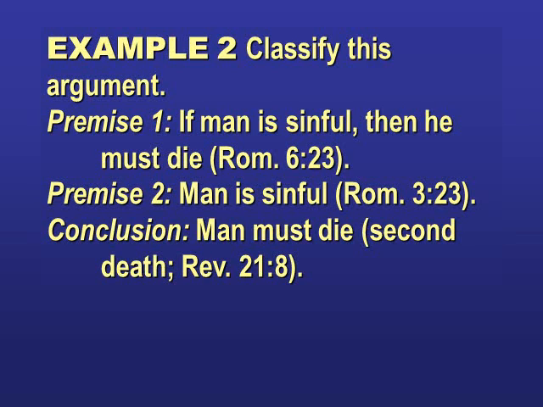So we're skipping to example 2. If we need to classify this argument, the first premise is if a man is sinful, then he must die. Premise 2 is man is sinful, so now we can draw a conclusion: man must die. This argument has the form of modus ponens, and it is valid. Also, because it's based on true biblical premises, that means it's true, it's valid, and it's also sound.